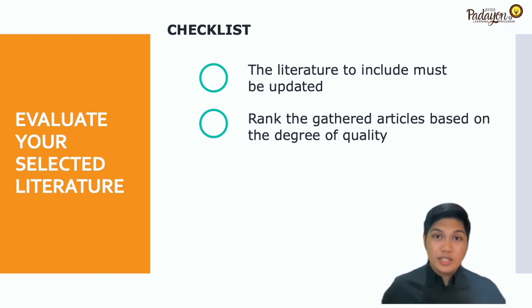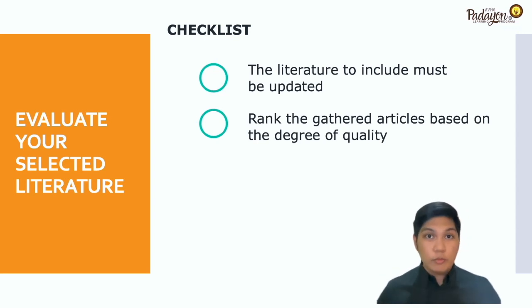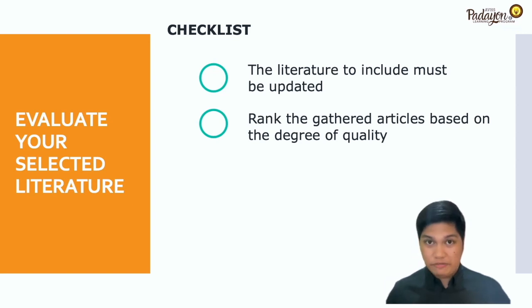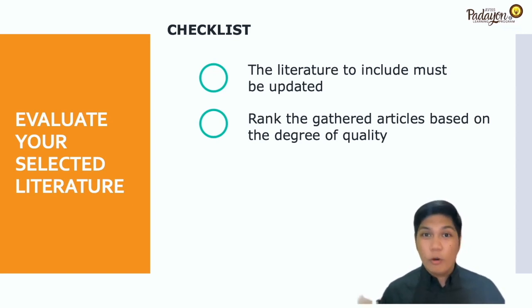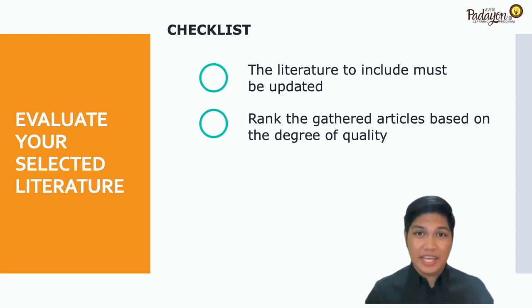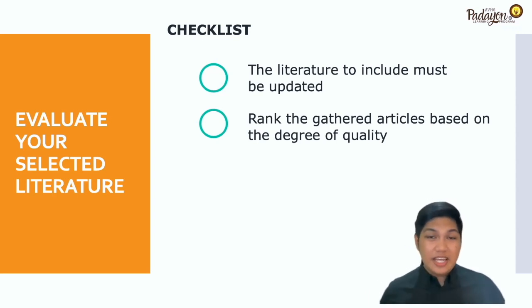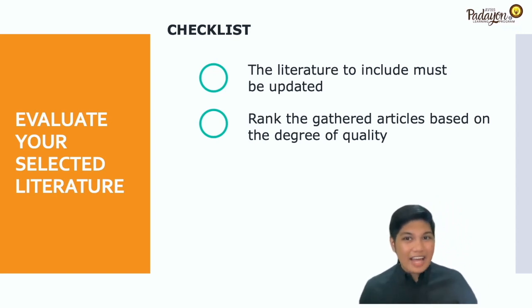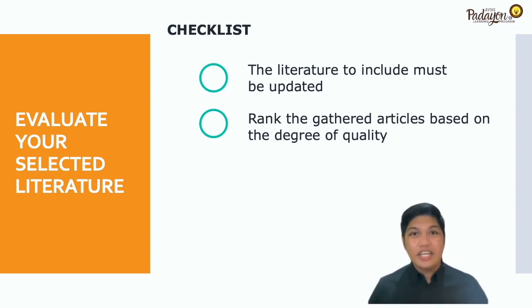Sometimes it's just so hard to look for articles that are new. Sometimes there are articles from around the 1990s or something. We can still use them for as long as they are still relevant. However, we do discourage having literature reviews sourced from older than 15 years, okay? 10 to 15 years. 10 years and younger or 15 years and younger, we can still have it accepted. Also, part of your checklist would be ranking the gathered articles based on the degree of quality.